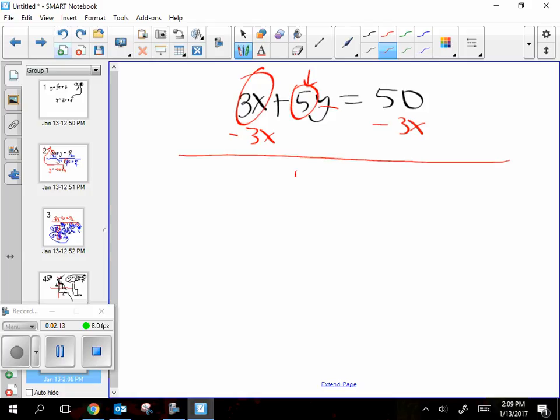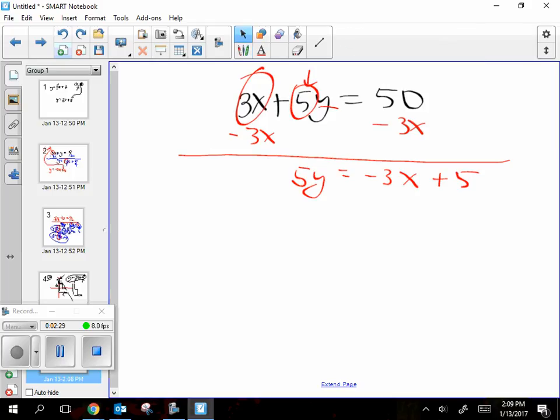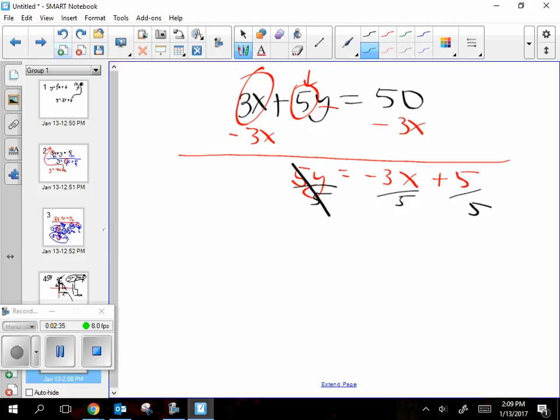And when I take away 3x, take away 3x. Draw the line. 5y equals... And I like to write the x first because that's the way we usually have it in our equations. Okay? So is y alone? No, it's close though. What do I get rid of? The 5. Divide by 5. Cancels. And if you can simplify that right there, you'll have it. Simplify that down and you'll have it.